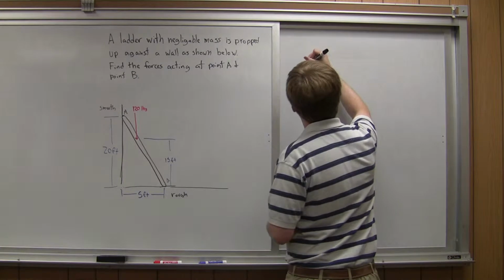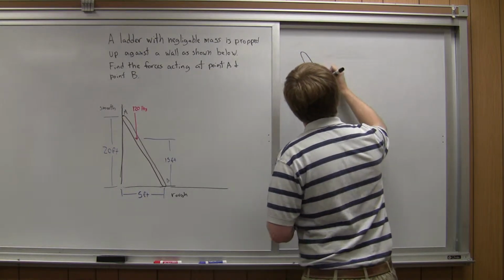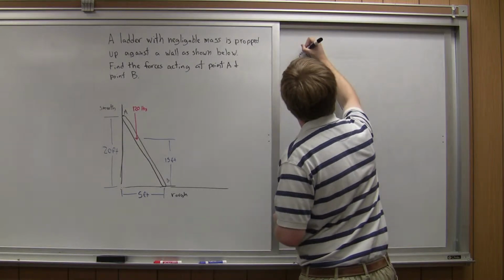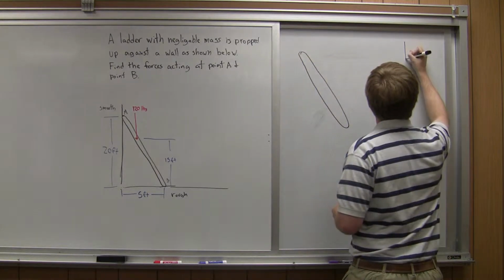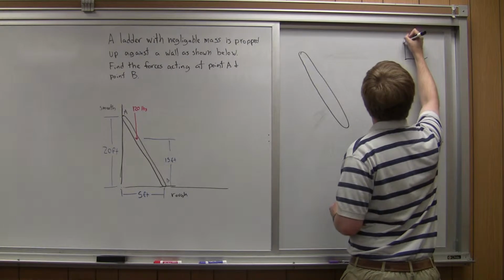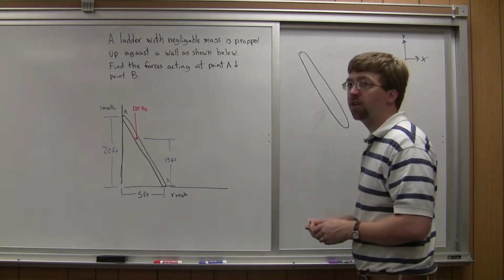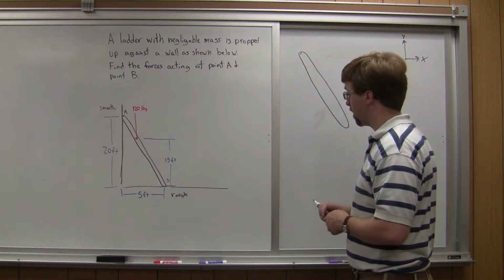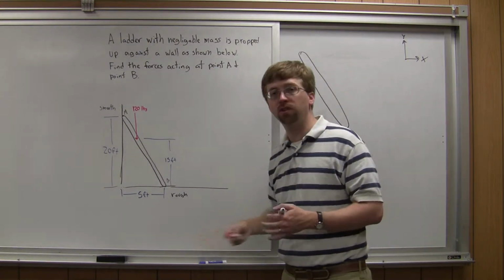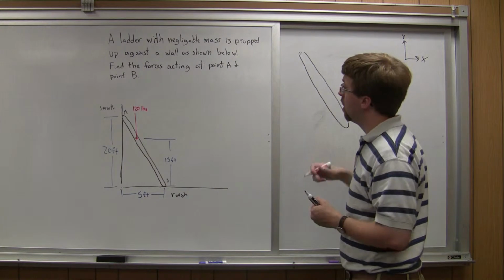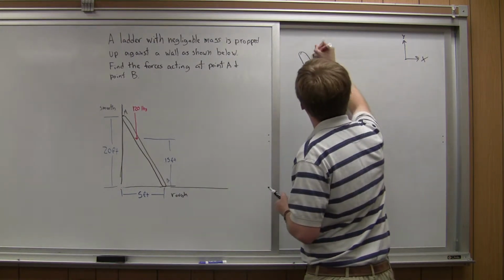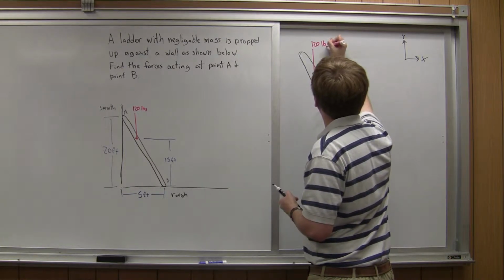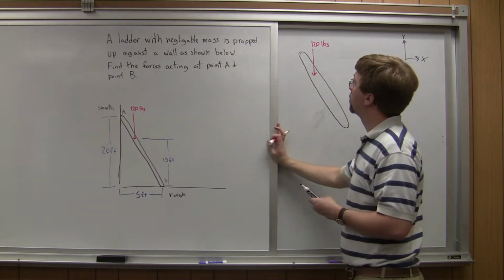So let's go ahead and draw our ladder as so. And we're going to use just the regular X and Y coordinate system. So X is horizontal, Y is vertical. And on our ladder, we've got a few forces that are going to be acting. So we know about this 120-pound weight force. And we're going to have a few other forces.